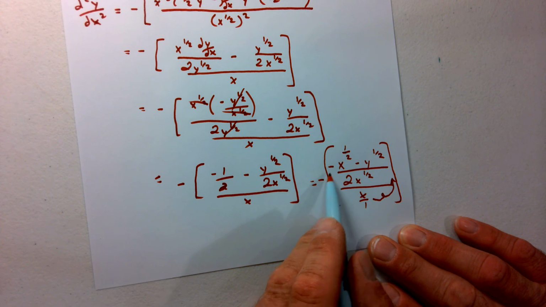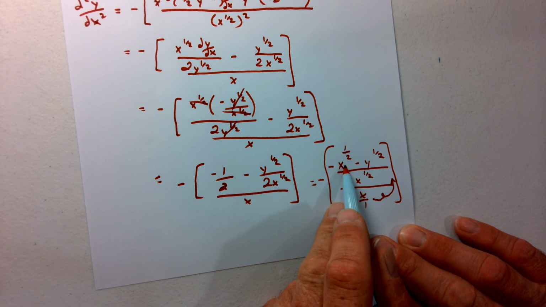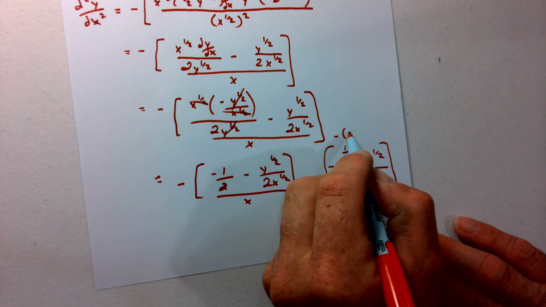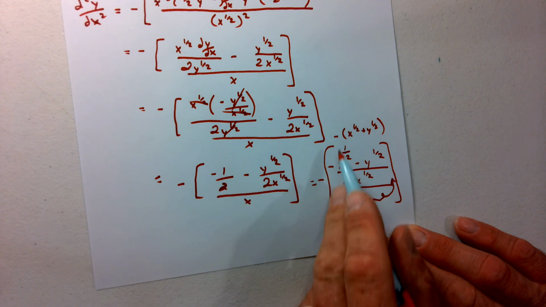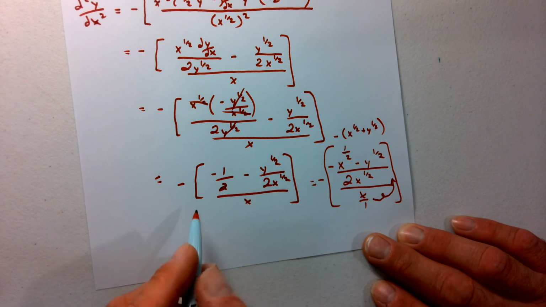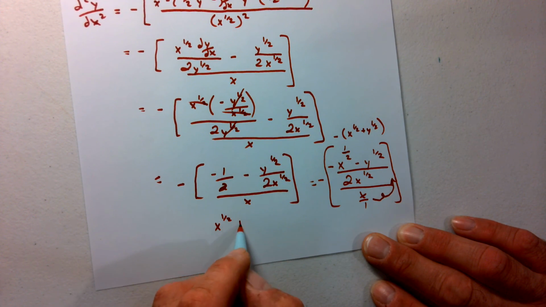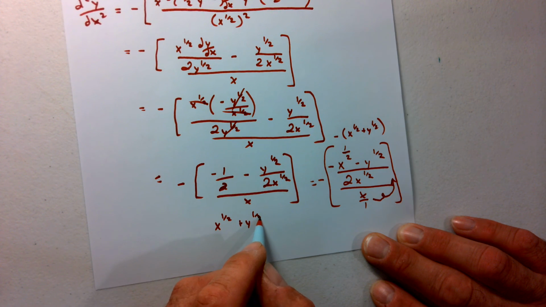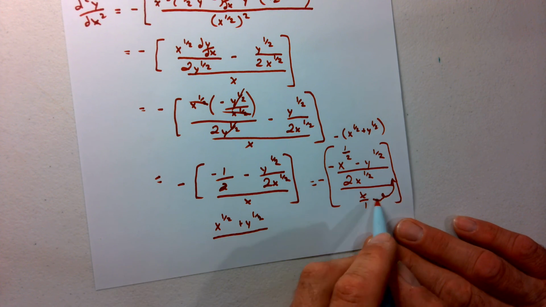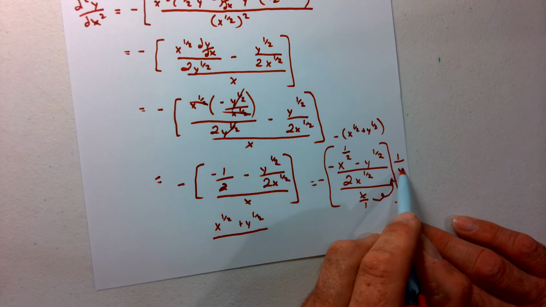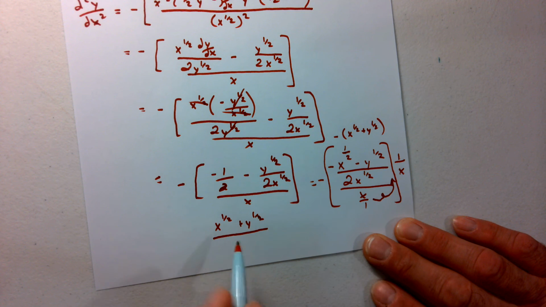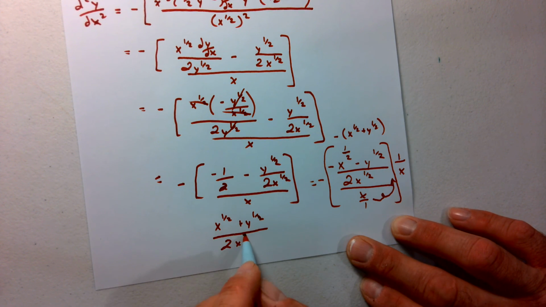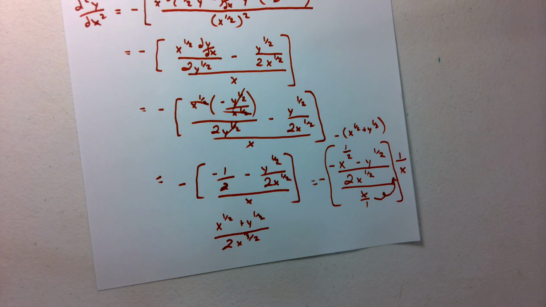So we can also pull out a negative out of this top. So if I pull a negative out, I get the positive x to the 1/2 plus a y to the 1/2. And that's going to cancel out those negatives, isn't it? So we'll end up with x to the 1/2 plus y to the 1/2 divided by, when I flip this, I'm going to multiply by 1 over x. I can multiply x to the 1/2 and x by adding their exponents, and we get 2x to the 3/2. And that's going to be our final nice clean answer.